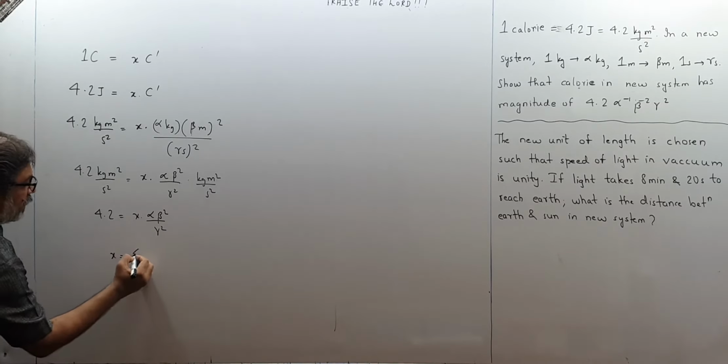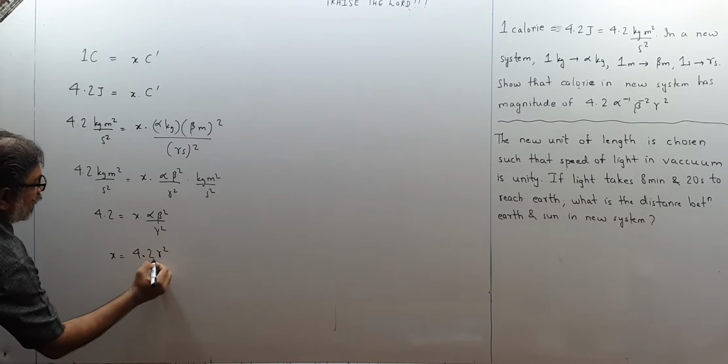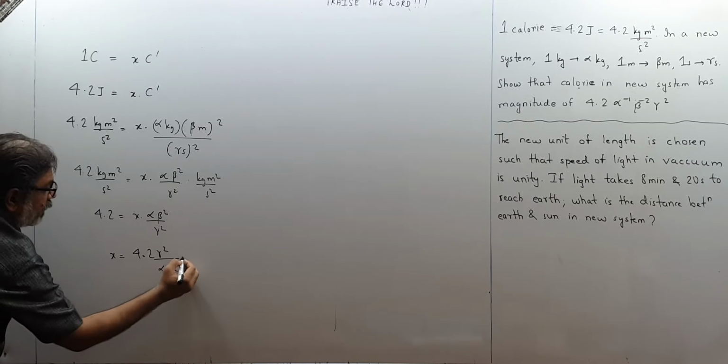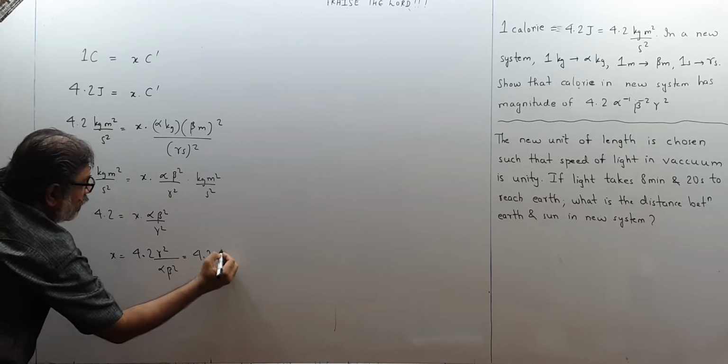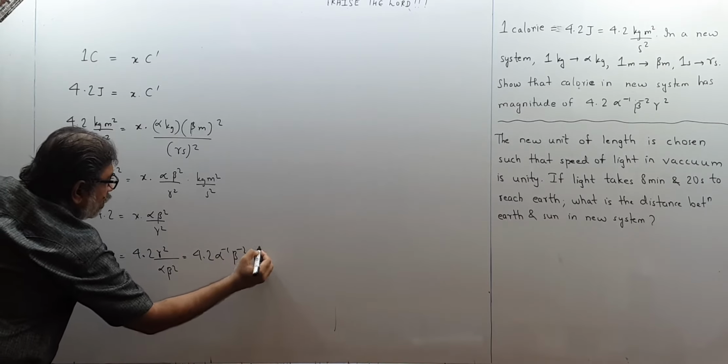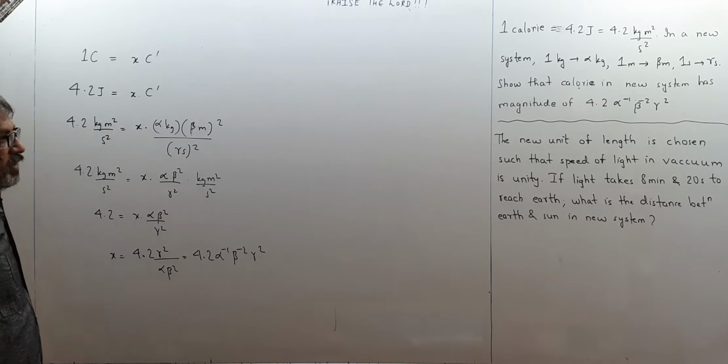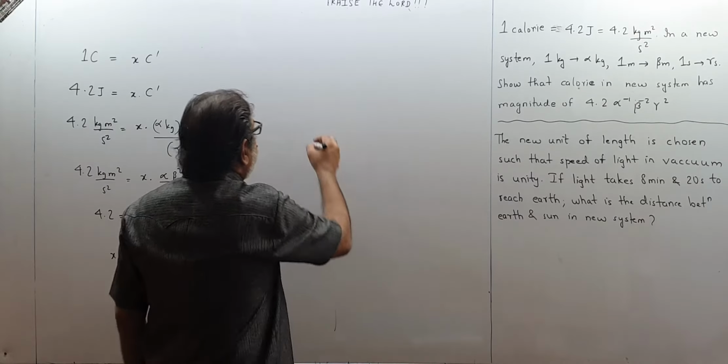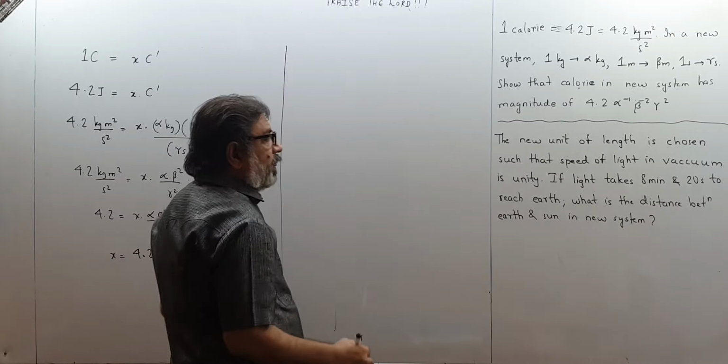So what is x for me? 4.2 gamma square upon alpha beta square, and that becomes 4.2 alpha raised to minus 1, beta raised to minus 2, gamma raised to 2. Like this you have to think. That is what we get. Now look at the next question, children.